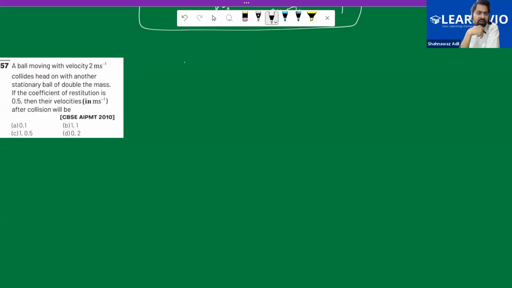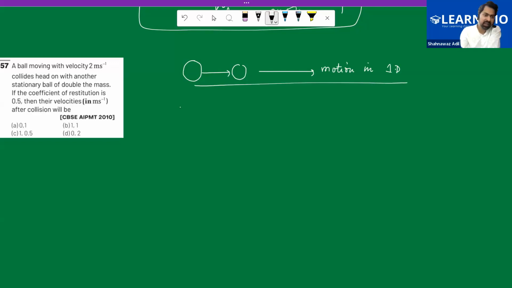Then their velocity after collision will be, right? So if the collision is head on, then they will move in one direction. So if it is a head-on collision, then they will move in 1D. So then the equation becomes simpler, right? We don't have to talk about the angles. This is motion in 1D, and this coefficient of restitution is given, and this is 0.5. Right, what is this coefficient of restitution? So if you remember, yes.